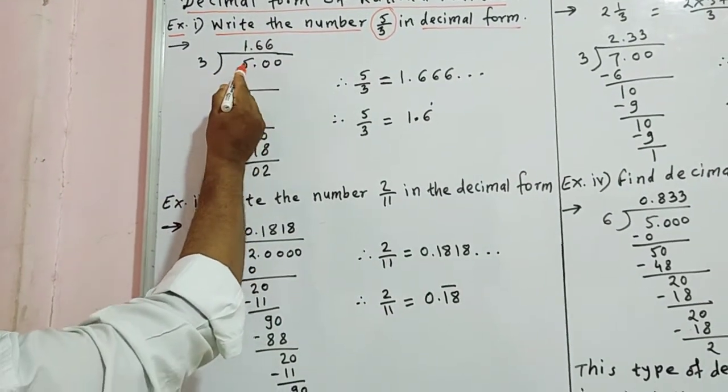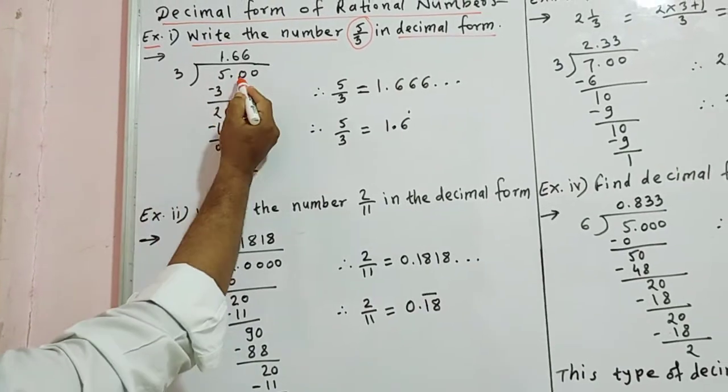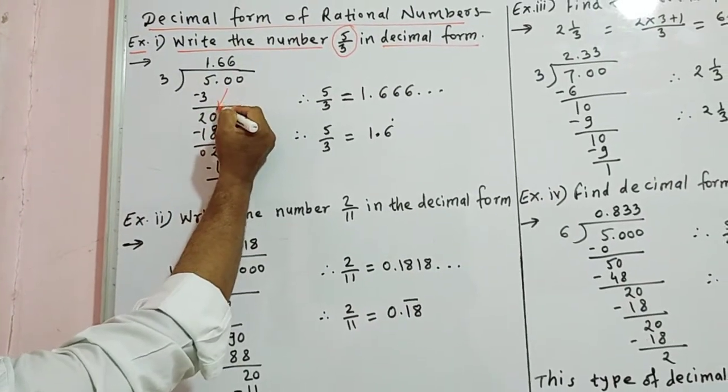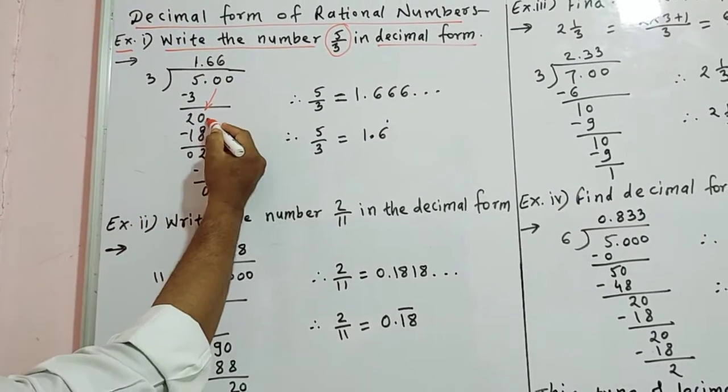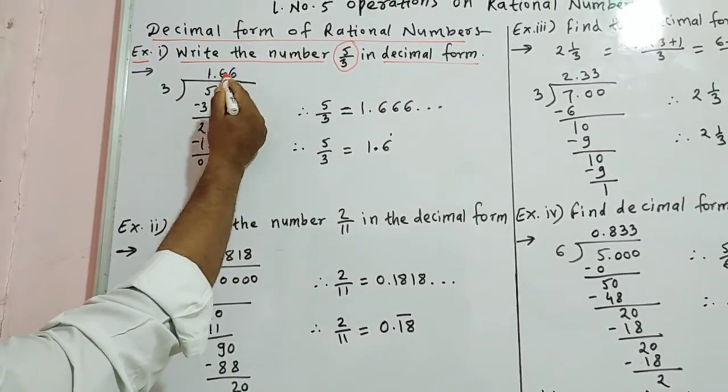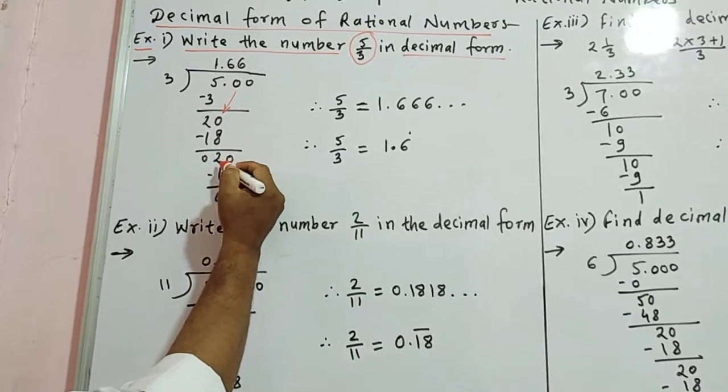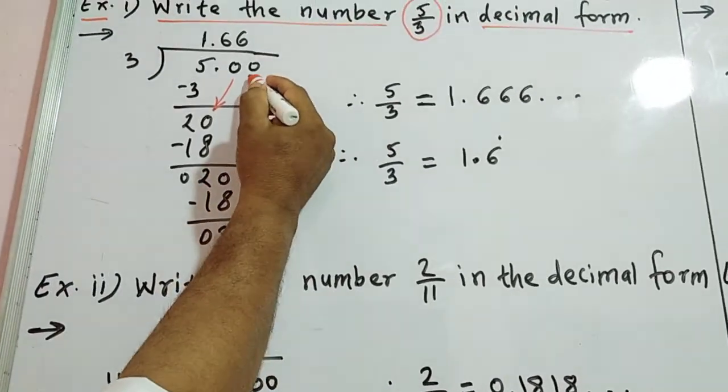3 ones are 3. 5 minus 3 is 2. Take 0 down. This 0 is coming here. It is after the decimal point, so put point here. Now it becomes 20. We know 3 6s are 18. 20 minus 18 is 2. Then take this 0 down here.